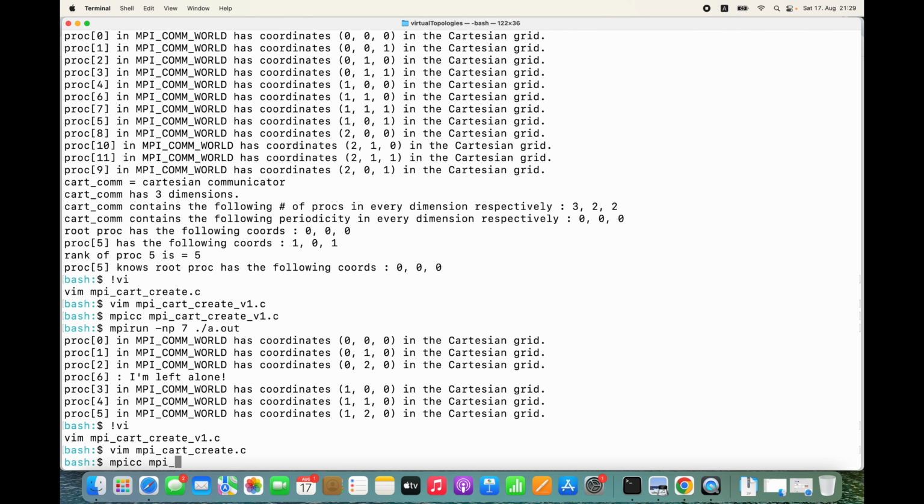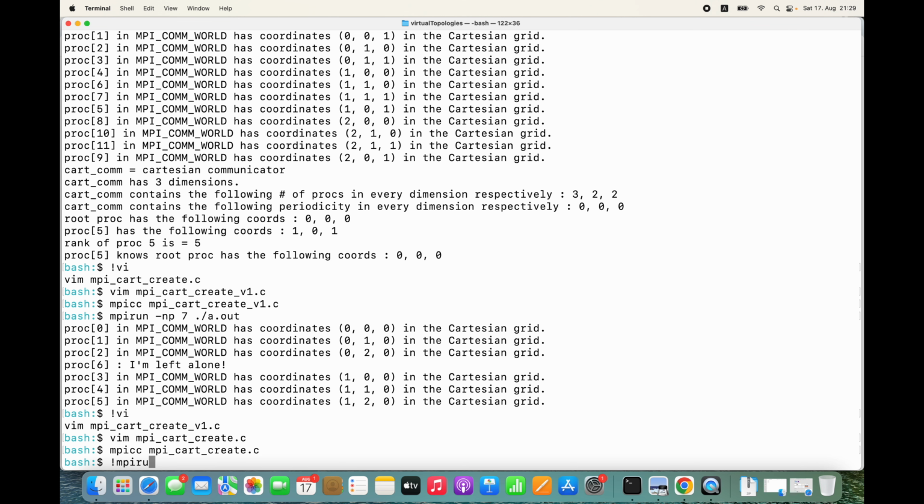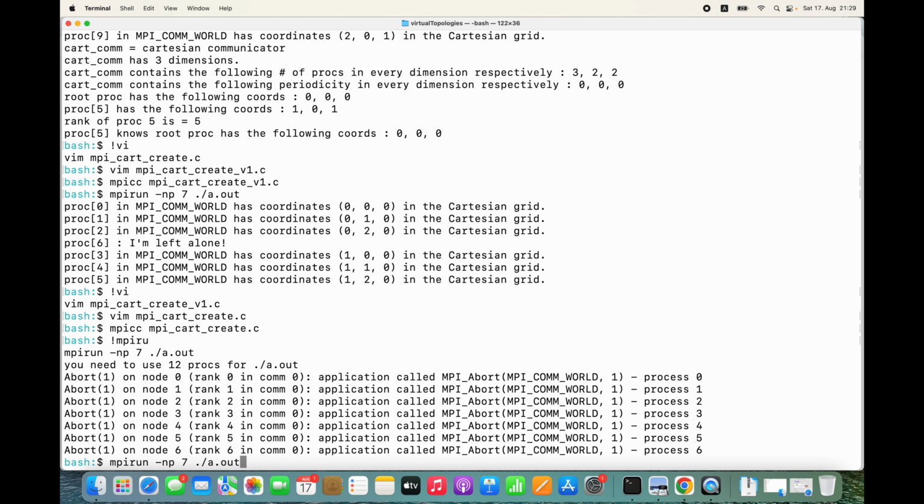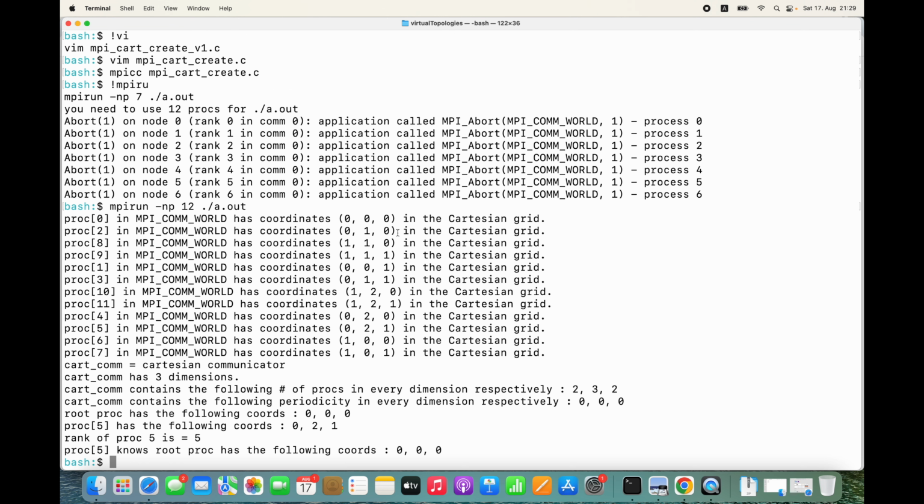MPI CC MPI cart create.seam and mpirun. Of course, we have to try with 12 processes, not with 7. And then you can see that the largest index for the first direction is 1, so we have 2 processes. The largest index for the second dimension is 2, so we have 3. And you can see also this pattern here. We don't need to see these indices. So we have 2, 3, and 2.